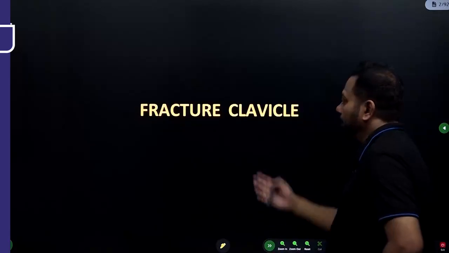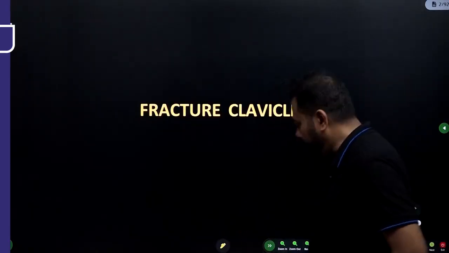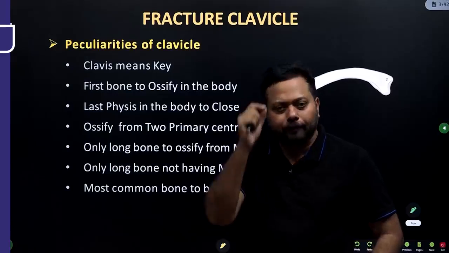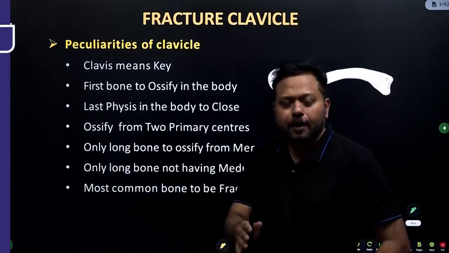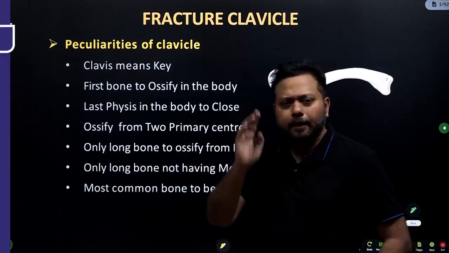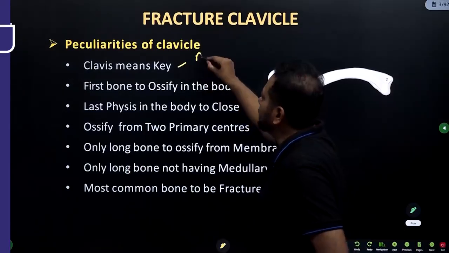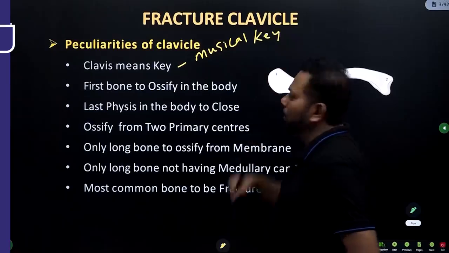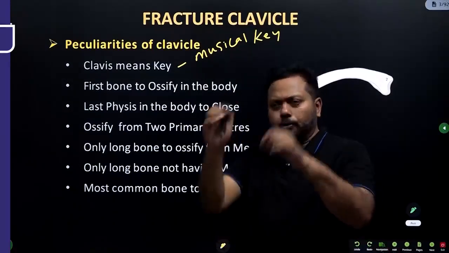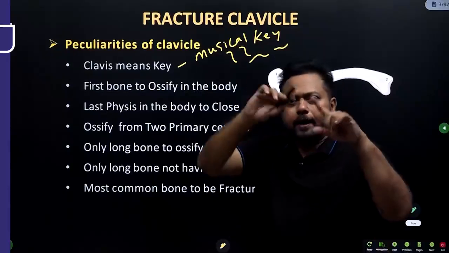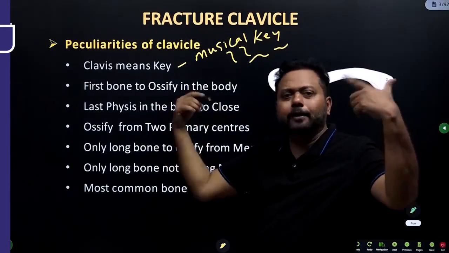So the very first topic is fracture clavicle. Very important topic. The first point, we should concentrate on anatomical peculiarities of the clavicle. Clavis means key. Key means immediately we will think only of lock and key. That's not the answer. Key here refers to a musical symbol, a musical key. We all know that music directors used to write notations like this. Is this not looking like an S-shaped bone? That's why it's called clavis.